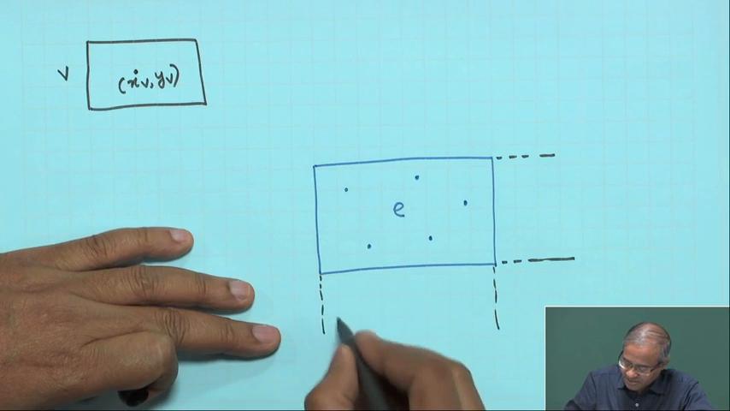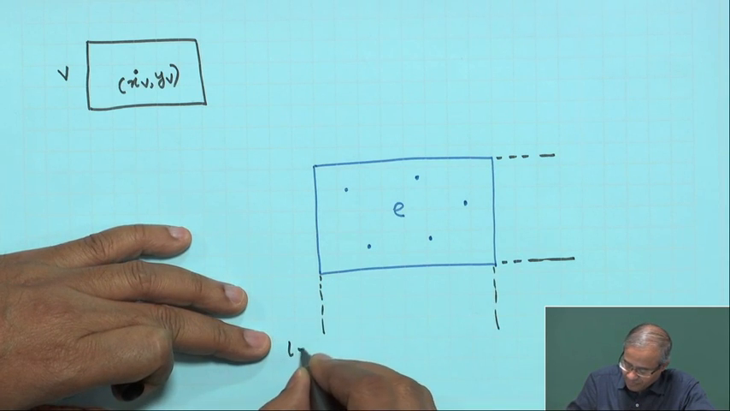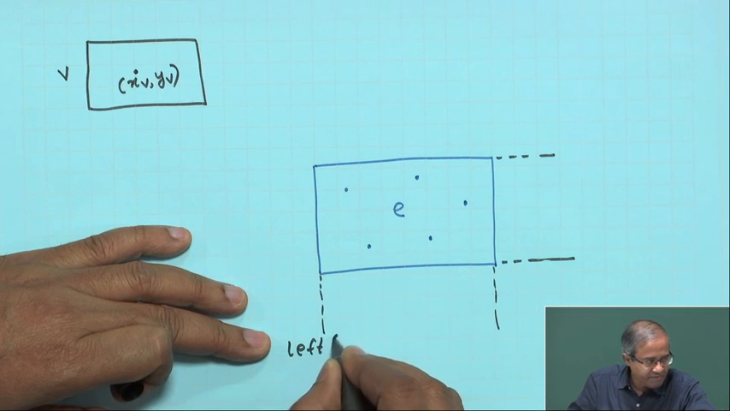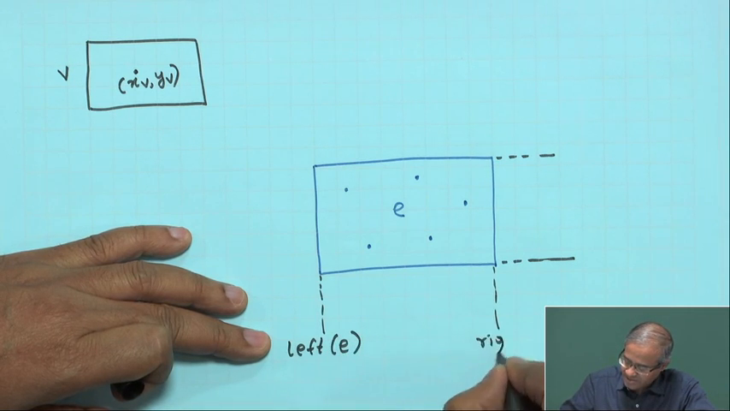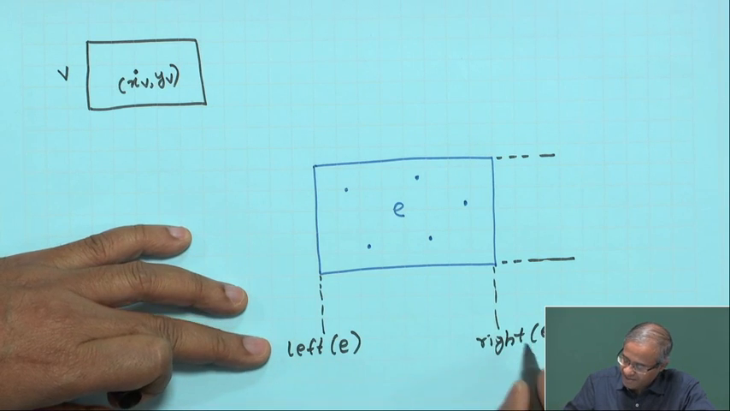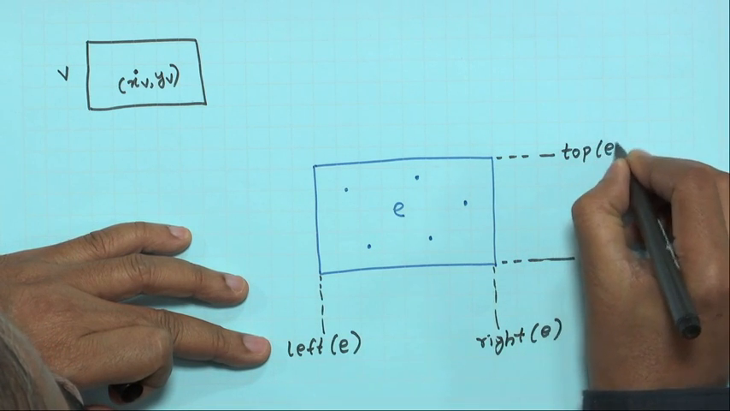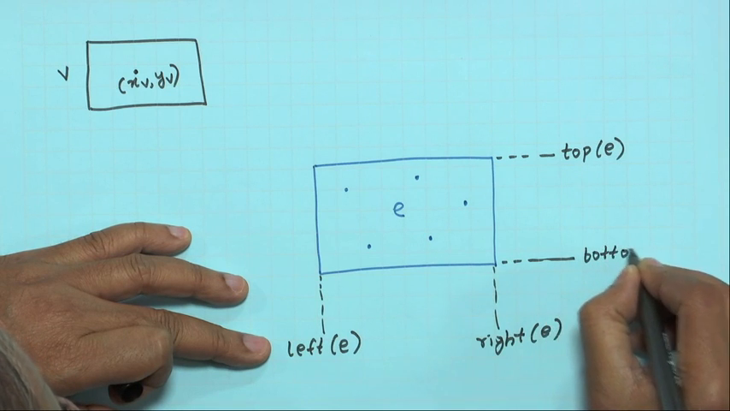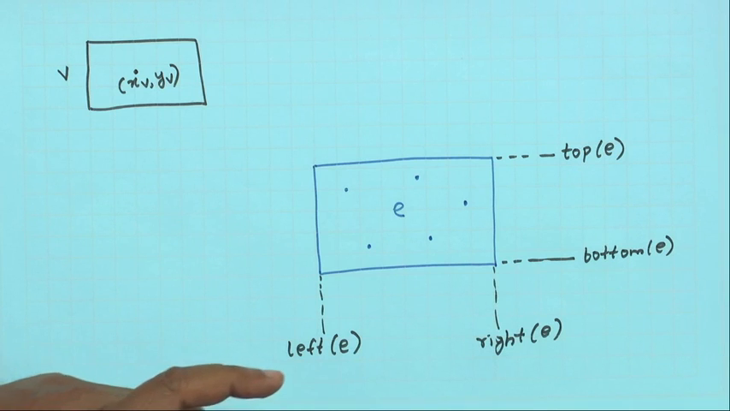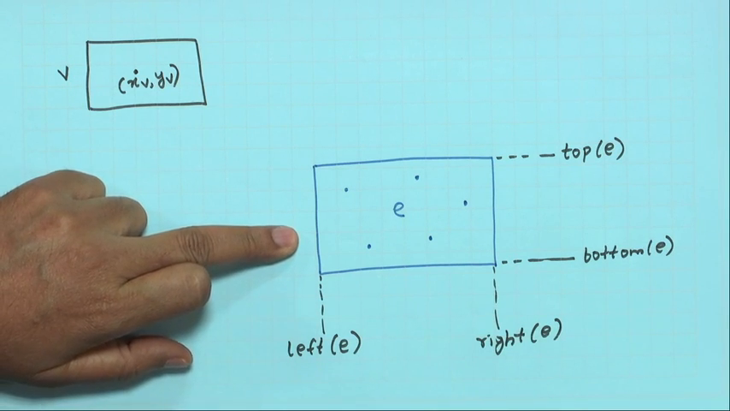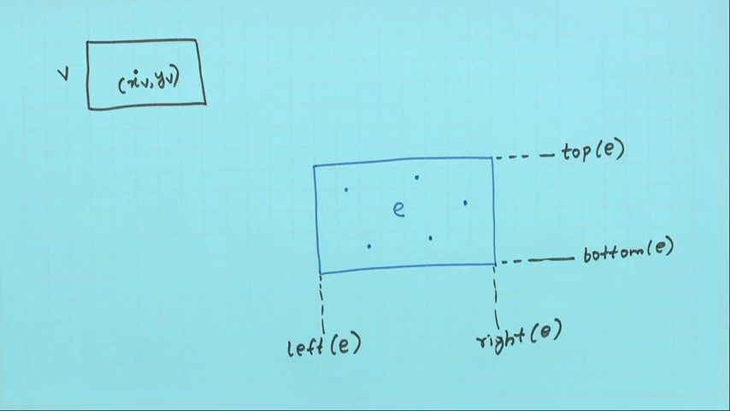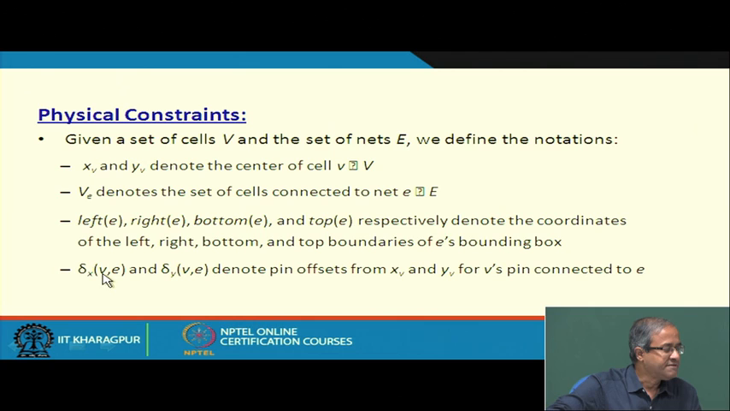Now, we consider some edges, left, right, top, bottom. Left means some x coordinate, this is left of E, this is right of E. Left E and right E refer to some x coordinates, and top and bottom refer to some y coordinates, top of E and bottom of E. Okay. So, with this we will see how the constraints are, and the last one, delta x_vE and delta y_vE denote the pin offsets from the center for v's pin connected to E. So, from the center where the pins are located.